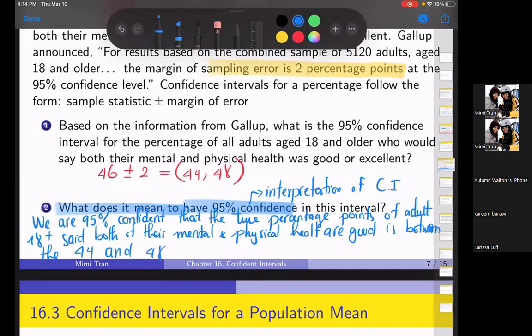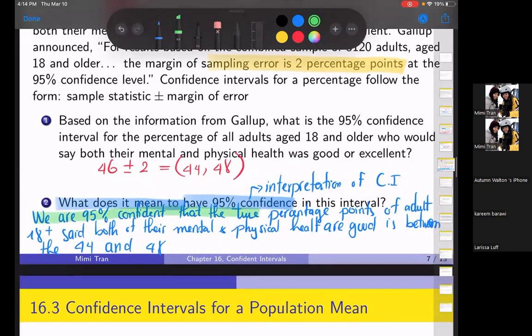And I'll tell you, the generic part I'm going to highlight in green. We are 95% confident that the true something, true mean, right? A lot of times we're going to say true mean. And then the yellow is going to be context. Context is the problem, whatever it is, right? And is between, and again, 44 and 48, that's your context, depending on what value you have. I don't want to hear 95% chance. That's not true. I don't want to hear 95% probability. 95% confidence.